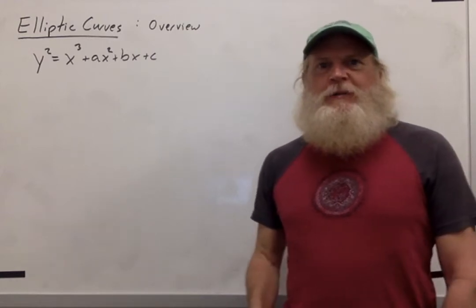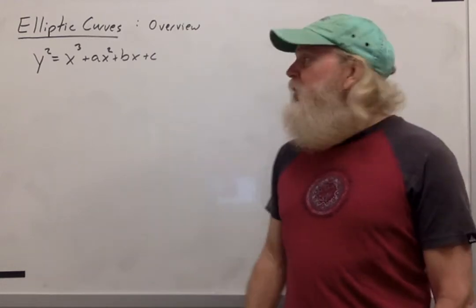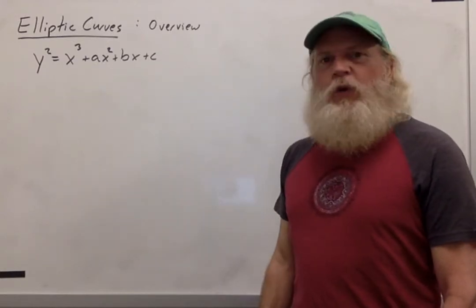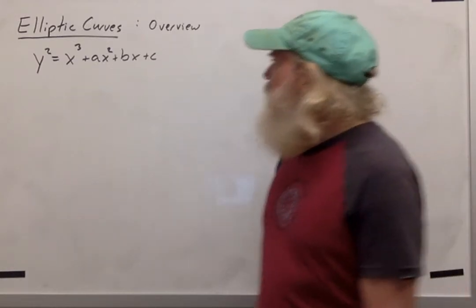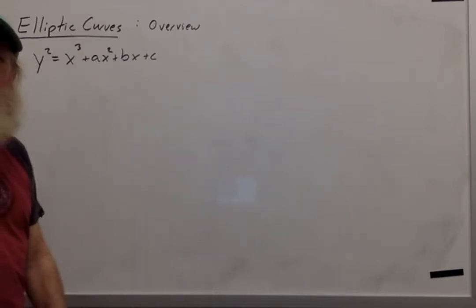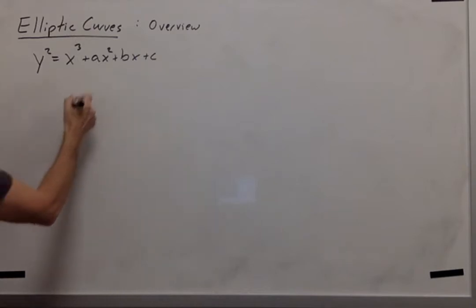Your honors project this semester is the study of elliptic curves. Now, elliptic curves are curves of the form y squared equals x cubed plus ax squared plus bx plus c, with some restrictions on a, b, and c. Now, in general, if you graph a curve of this form, the graph will take one of four possible shapes.